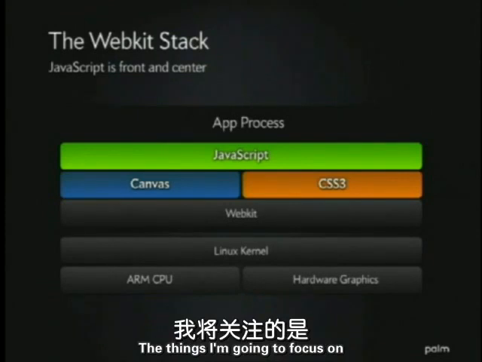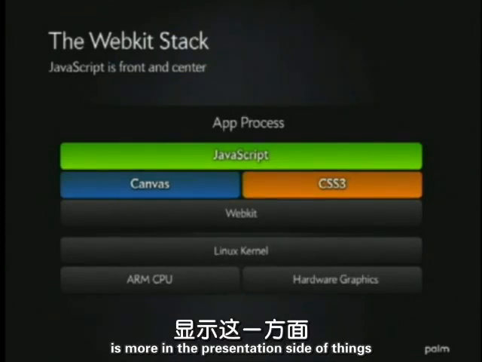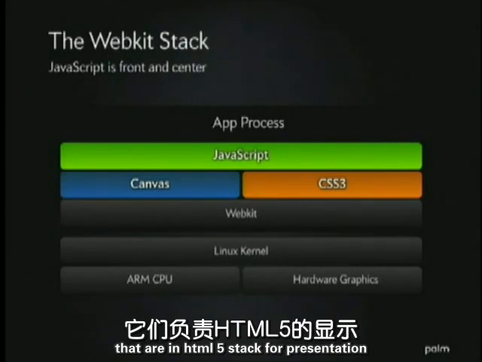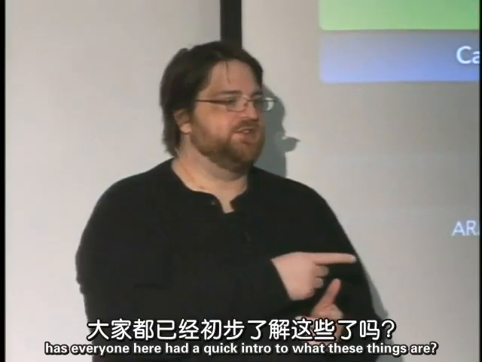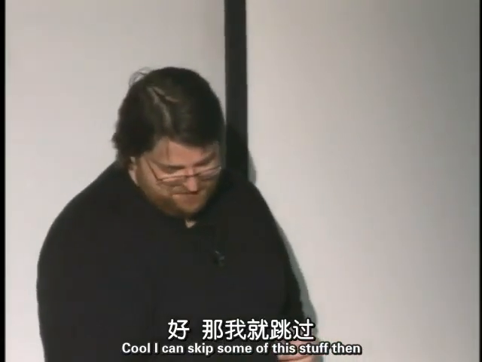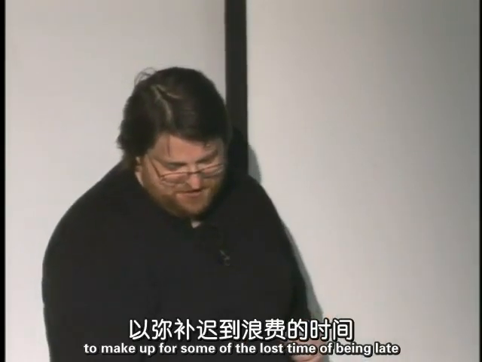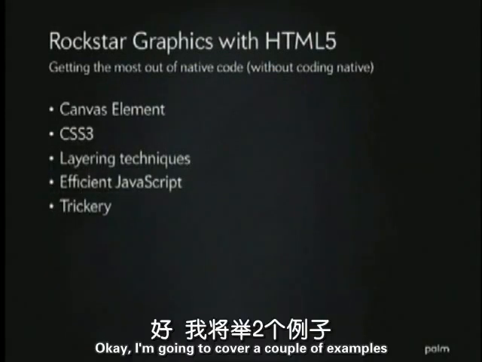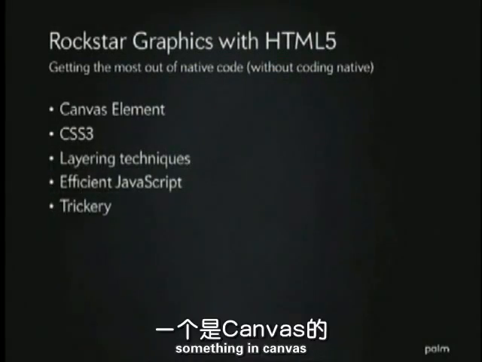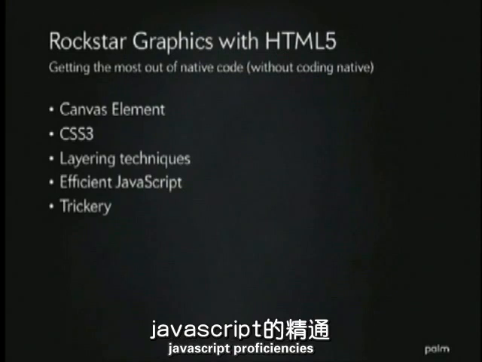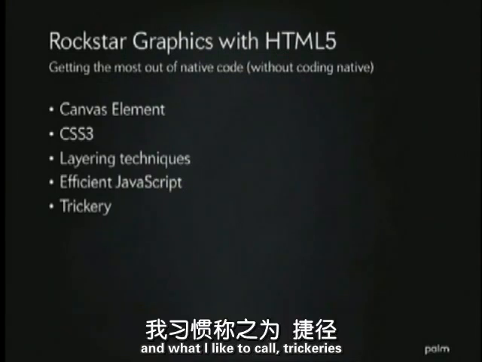So the things I'm going to focus on are more on the presentation side of things. Canvas and CSS3 are the two really cool things in the HTML5 spec for presentation. Everyone here, I think, has already had a quick intro to what these things are. Cool, I can skip some of this stuff then to make up for the lost time of being late. Okay, so I'm going to cover a couple examples, something in Canvas, something in CSS3. I'm going to talk about layering techniques, JavaScript efficiencies, and what I like to call trickery.